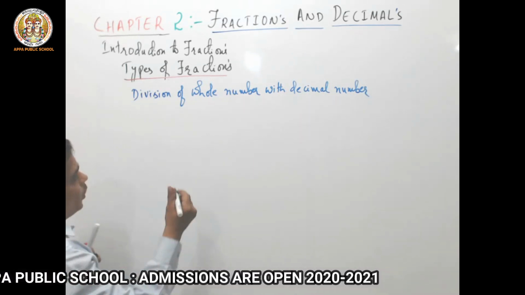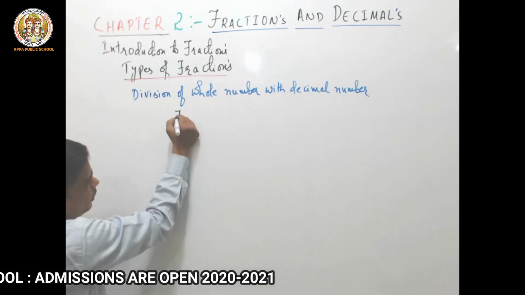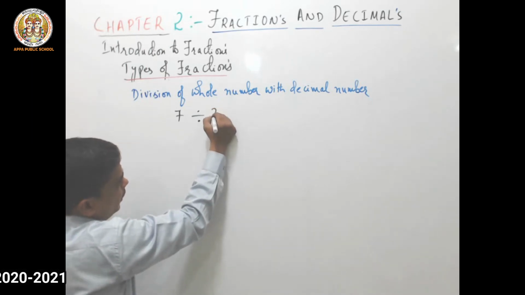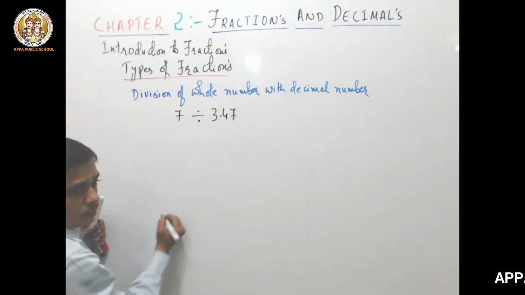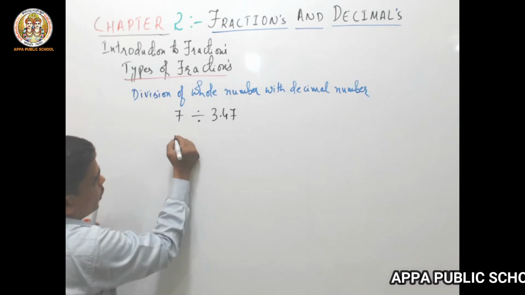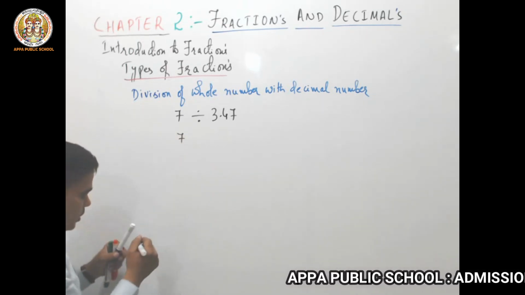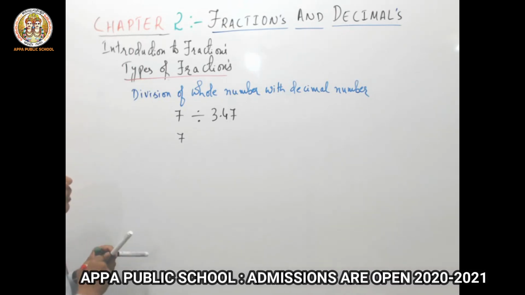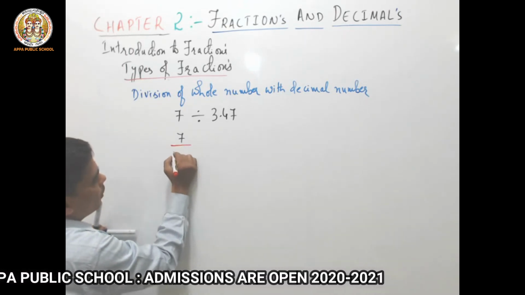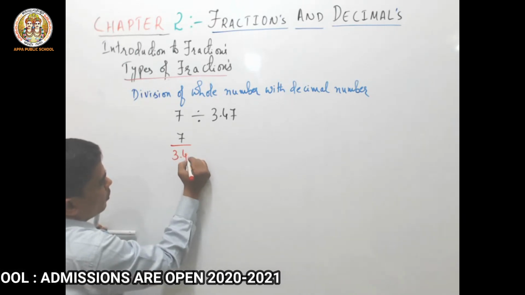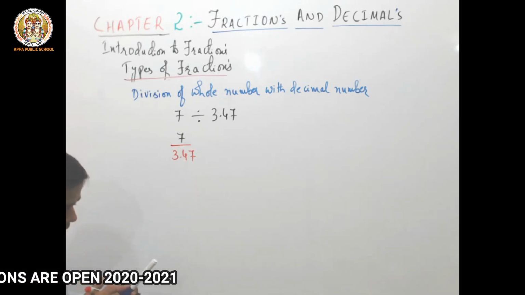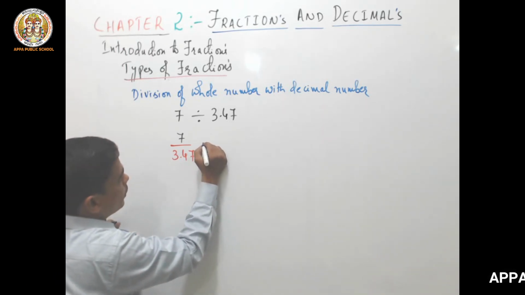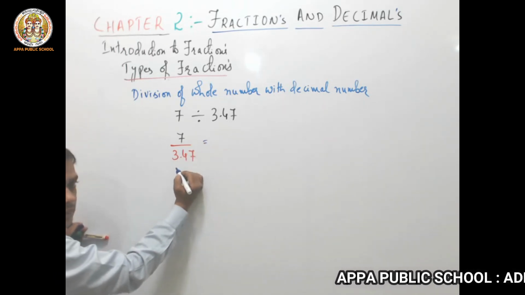So I take a whole number. Shall I take it as 7 divided by a decimal number? I will take it as 3.47. So here what will I do? I will write 7 as it is, divided by 3.47. If you can cancel, you can cancel it.